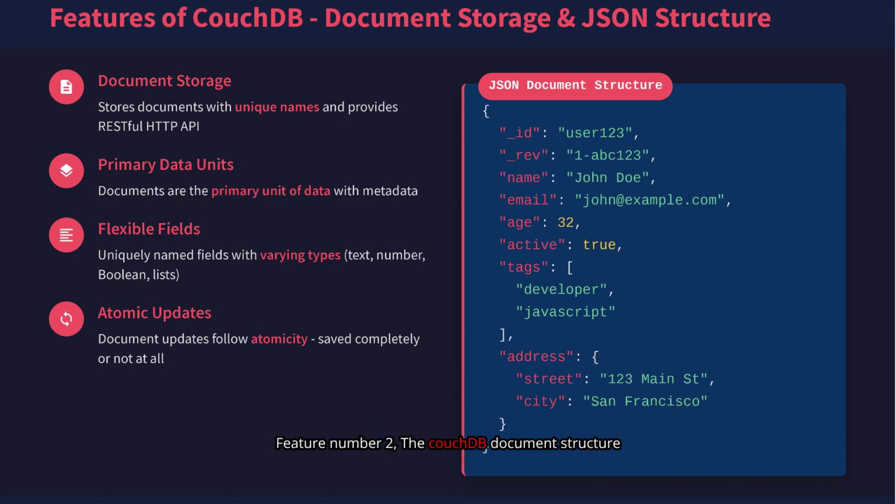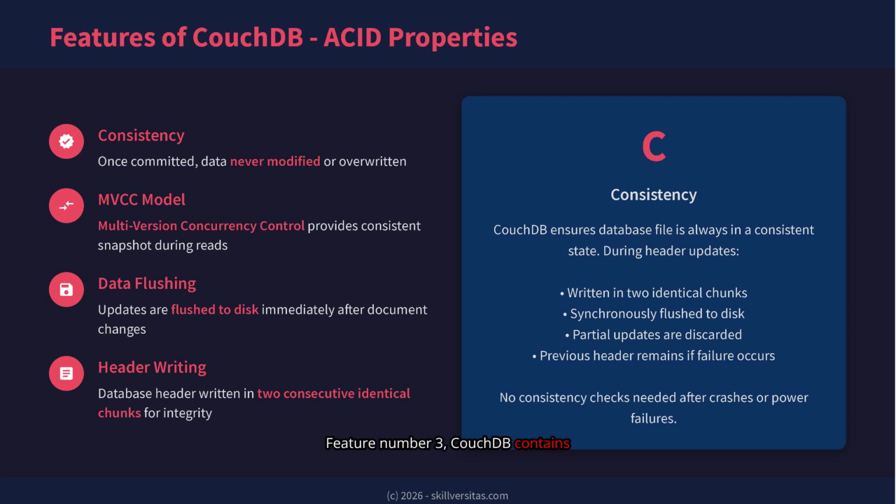Feature number 2, the CouchDB document structure is stored as a JSON-like structure. Feature number 3, CouchDB contains ACID properties as one of its features. Consistency. When the data in CouchDB is once committed, then this data will not be modified or overwritten. Thus, CouchDB ensures that the database file will always be in a consistent state. A multi-version concurrency control (MVCC) model is used by CouchDB reads, because of which the client will see a consistent snapshot of the database from the beginning to the end of the read operation.